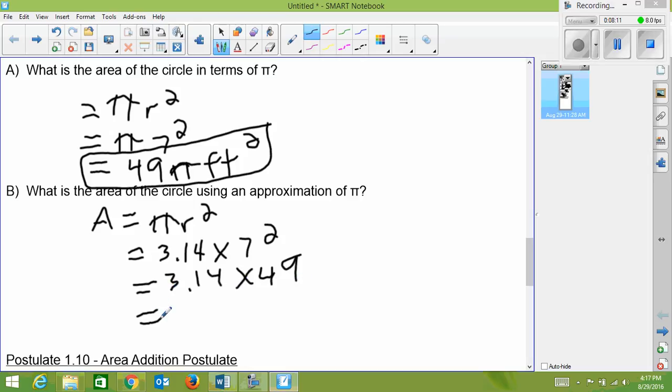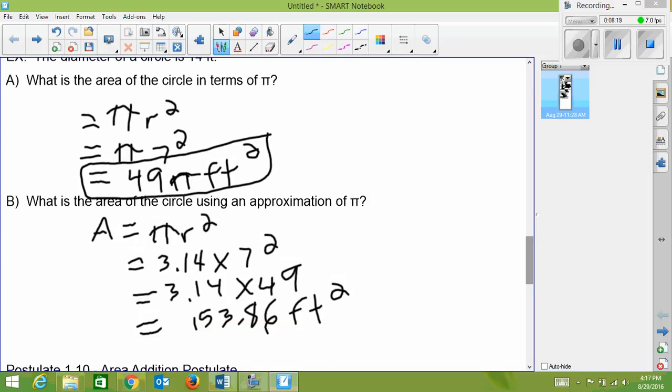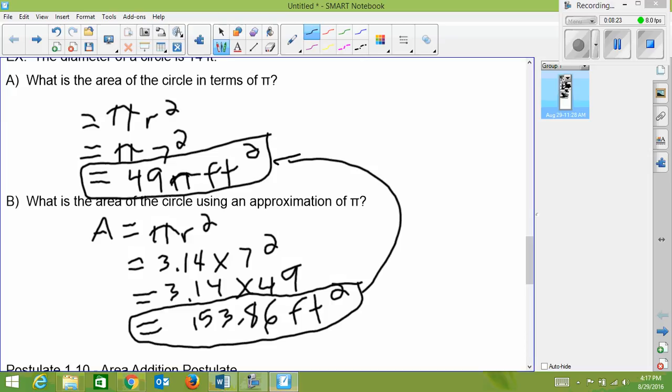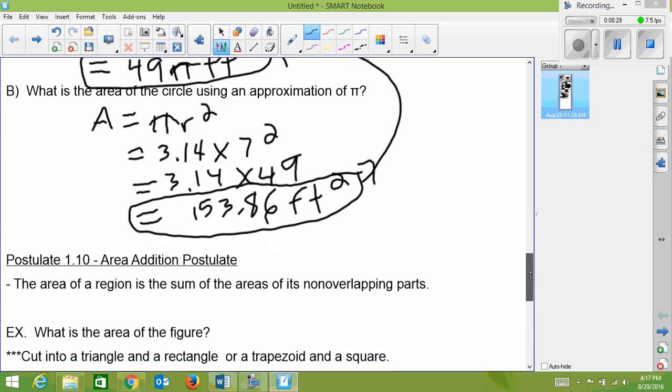So the answer is 153.86 square feet. And I don't think it told us to round it, so I'm just going to leave it like that. So this and this is approximately the same answer. One of them you're leaving it in terms of pi, and one of them you're putting the 3.14 in there.